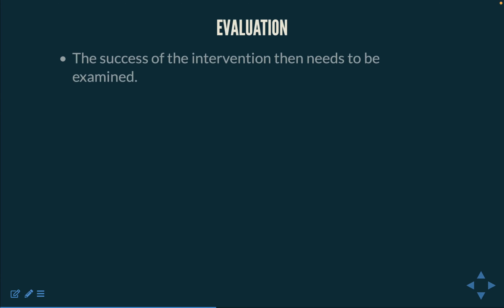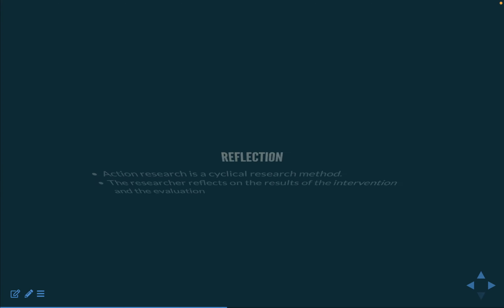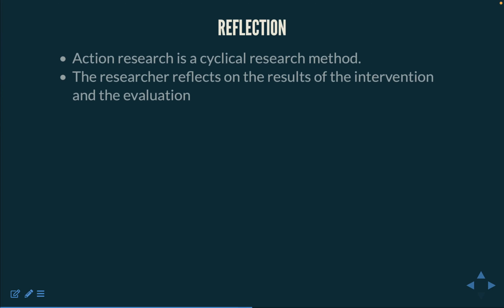The success of the intervention then needs to be examined. This can be done in a number of ways. Interviews or focus groups can be carried out, documents collected, and journals that have been maintained throughout the process can be analyzed. Action research is a cyclical research method.